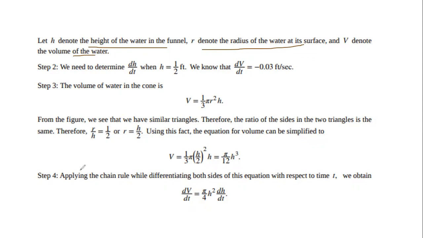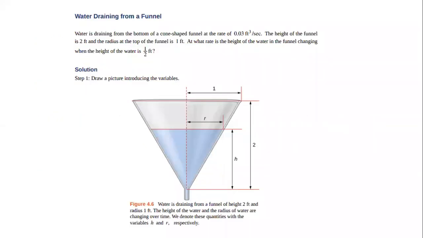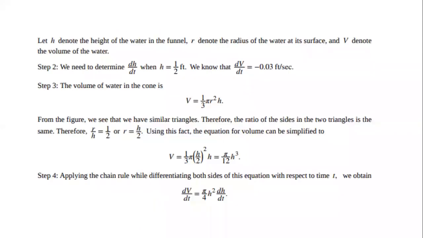So we need to determine dh/dt, as I described, at what rate. Rate is the height that I have to find. Rate means change, we have to find the change with respect to time, and the variable is height. So it will be dh/dt. So dh/dt. Now the height is half a foot, and we know that the change here it is.